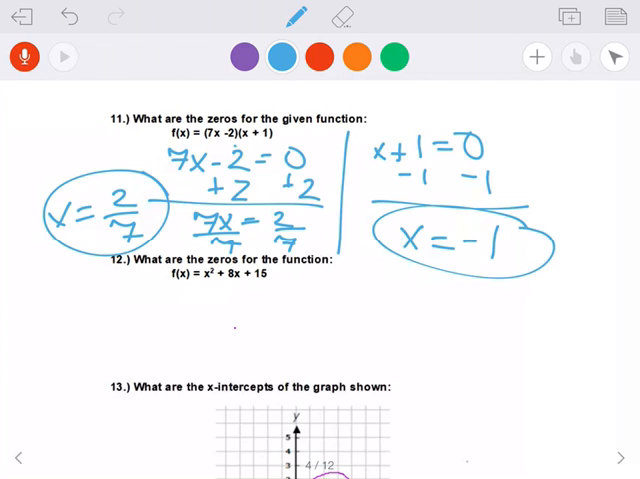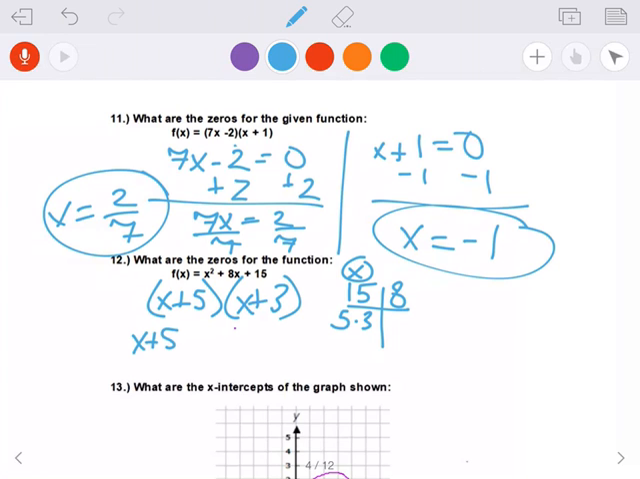Number 12, same concept. What are the zeros of the function? So it's not already factored, so I could go ahead and factor it and set each of those equal to 0 to solve for x, or I could graph it using Desmos. So if I want to factor it, I'd look for factors of the last number that add up to the middle term, and I would get 5 and 3. So my factors would be x plus 5 and x plus 3. I could set each of those equal to 0 to get my zeros being x equals -5 and x equals -3.